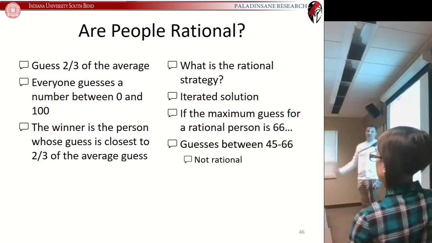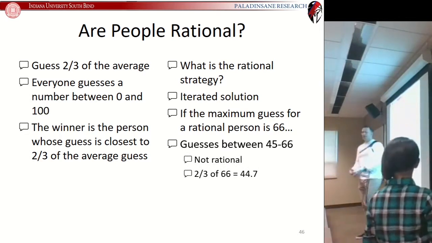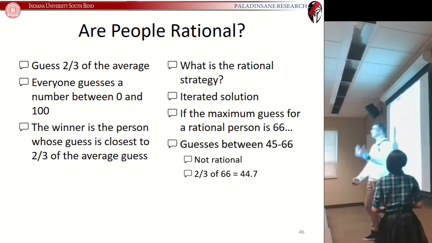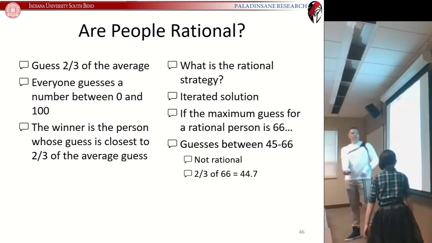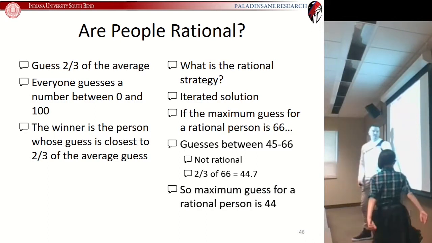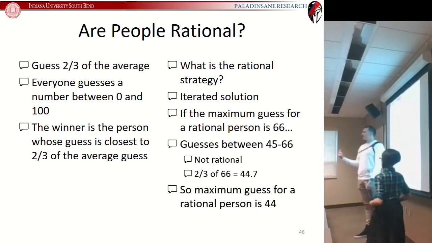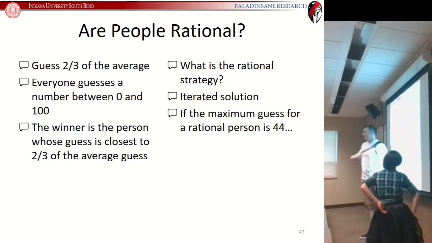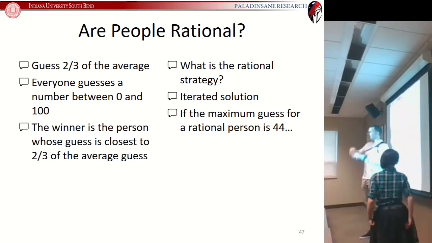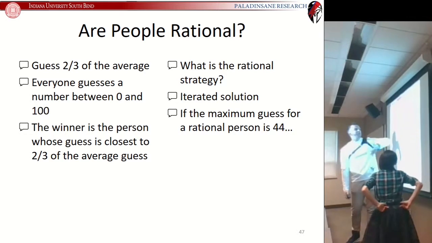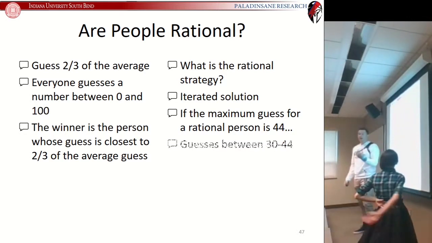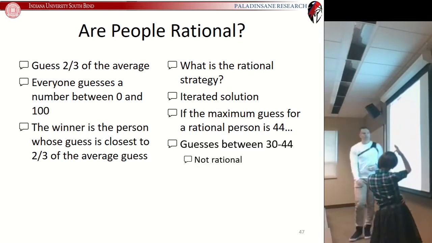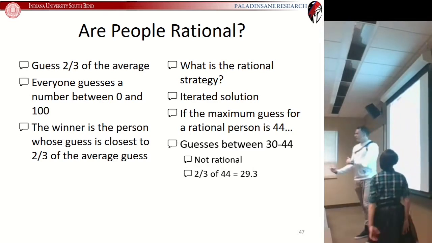Because if the maximum guess is 66, 2/3 of that is only 44. So the 2/3 average of the maximum guess is only going to be 44. So guesses between 45 and 66 are no longer rational. So the maximum guess for a rational person is 44. But we go around one more time. This is like in The Princess Bride with Vizzini when he's like, I'm just getting started. If the maximum guess for a rational person is 44, then guesses between 30 to 44 all of a sudden become irrational because 2/3 of 44 is now 29.